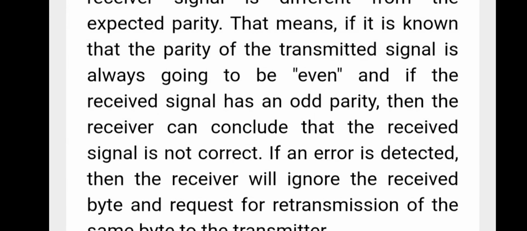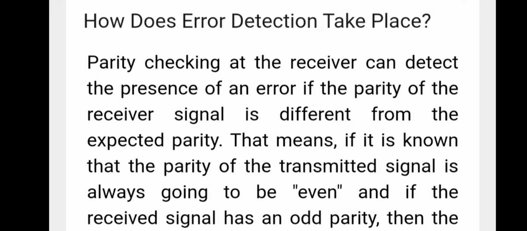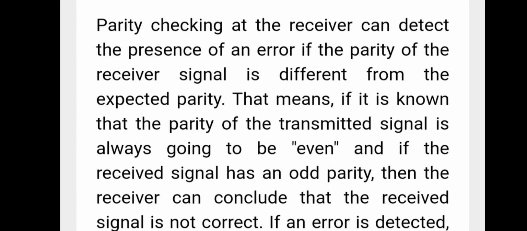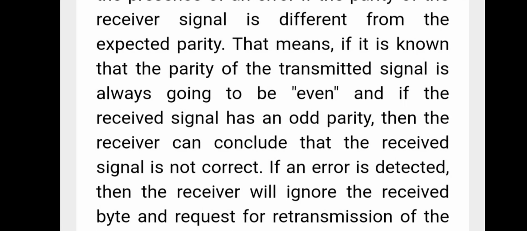How does error detection take place? Parity checking at the receiver can detect the presence of an error if the parity of the received signal is different from the expected parity. That means if it is known that the parity of the transmitted signal is always going to be even, and if the received signal has an odd parity, then the receiver can conclude that the received signal is not correct.